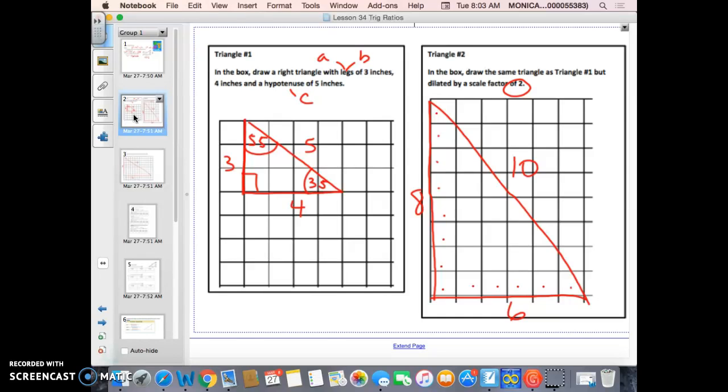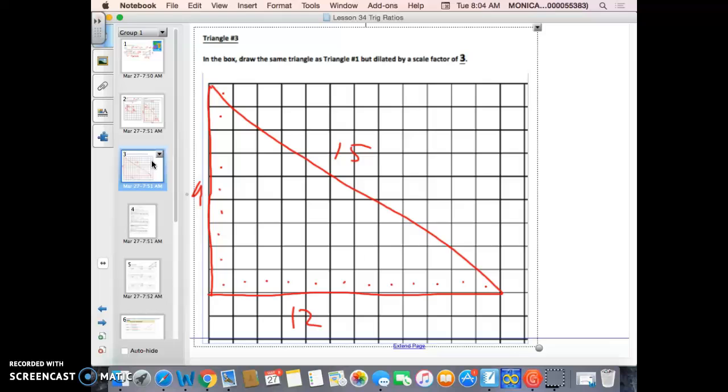All right? And once again, if I look, this is the shortest side, so this angle here is a 35. This angle here is a 55. And this angle here is a 90. Notice all the angles are going to be the same because they're similar triangles. Here's my 90 degree. Here's my shortest side, so this angle here is a 35.